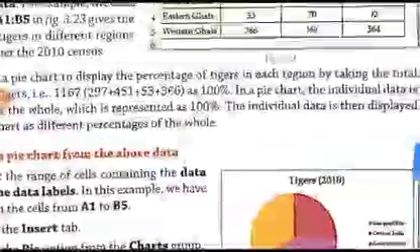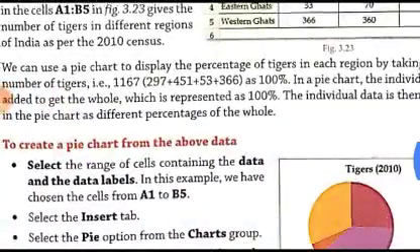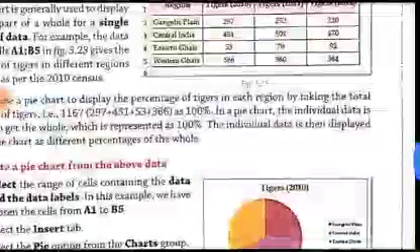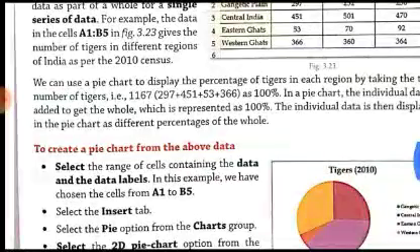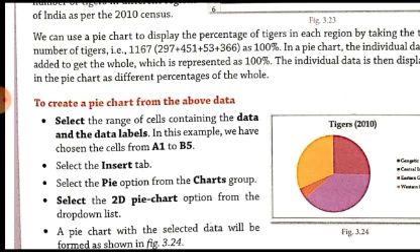So in a pie chart, the individual data is added to get the whole, which is represented as 100%. Then the individual data is displayed in the pie chart as different percentages of the whole data. Now we will see the steps which we have to follow for creating the pie chart from the data.